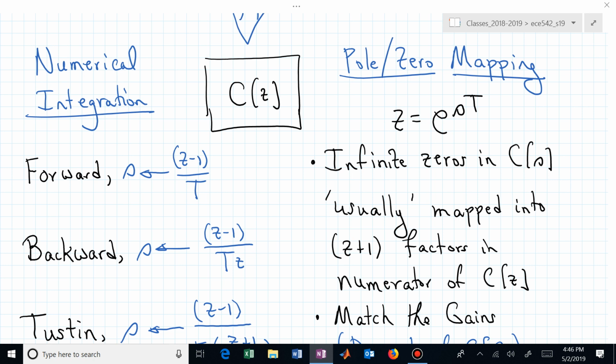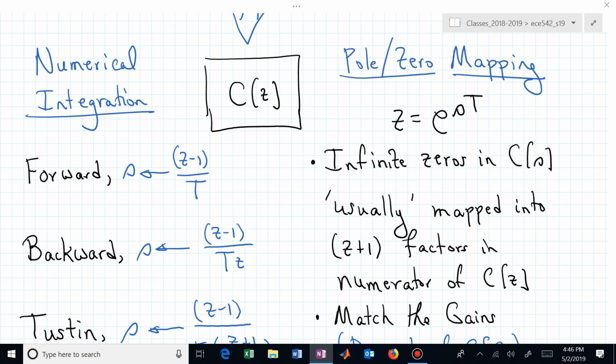Infinite zeros in C(s) are usually mapped into z plus 1 factors. Well, like on a previous exam, I might say I want to have a 0 at infinity in the C(z). That means now that you may not want to include as many z plus 1 factors. Question: the amount of z plus 1 factors we include will also influence the calculation of k. The number of z plus 1 factors in our discrete equivalent will impact the gain calculation, and that's true.